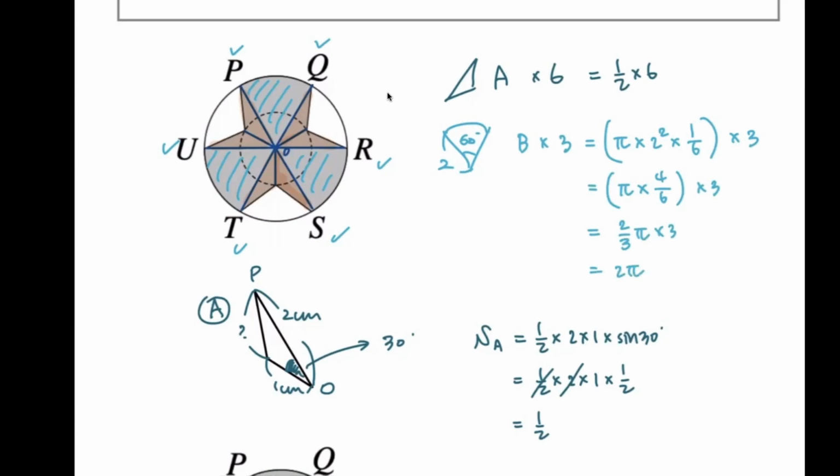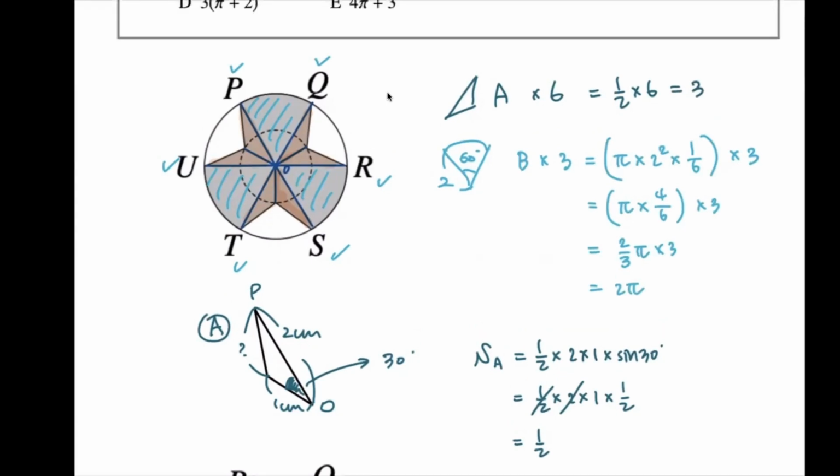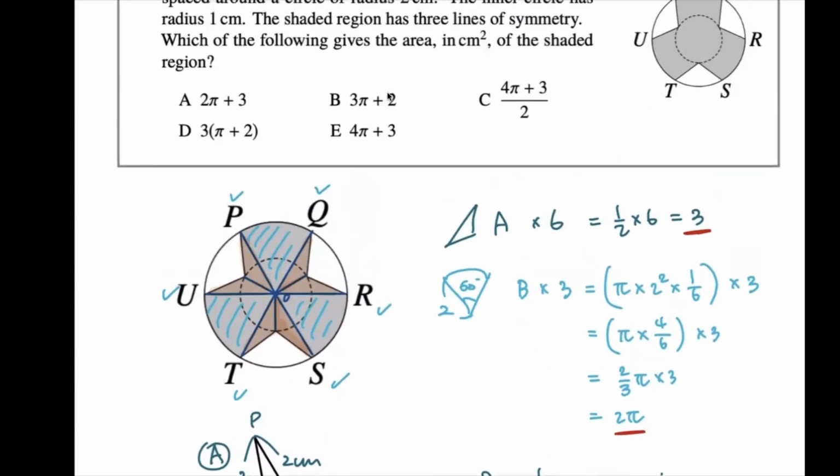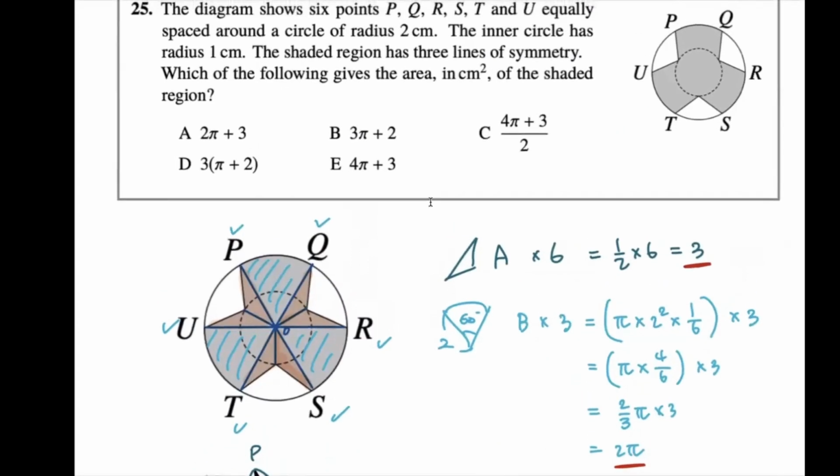What we get is 6 portions of A plus 3 portions of B, and the answer would be 3 plus 2 pi. 3 plus 2 pi is option A, as you can see here. Let's check if it's correct. Yes, so the answer is A.